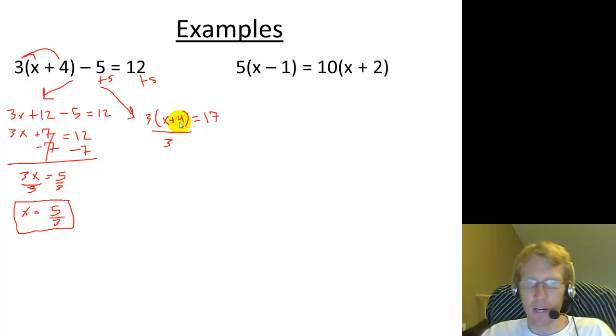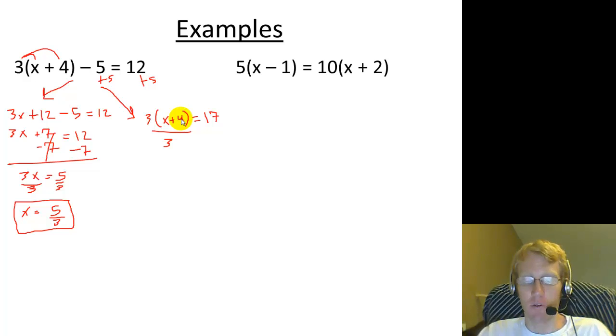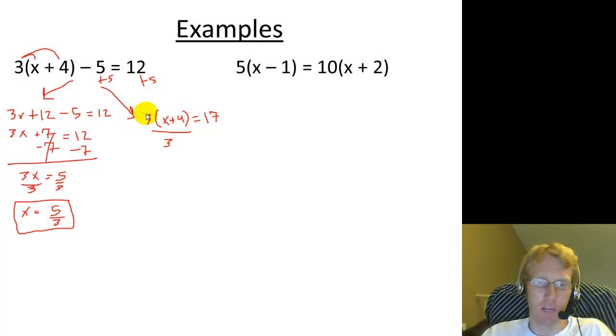This 4 right here is actually being multiplied by this 3. So the number, even though it's a 4 right there, it's being modified by the number outside the parentheses. And so if you tried to go in there and subtract 4, you'd be breaking the order of operations.